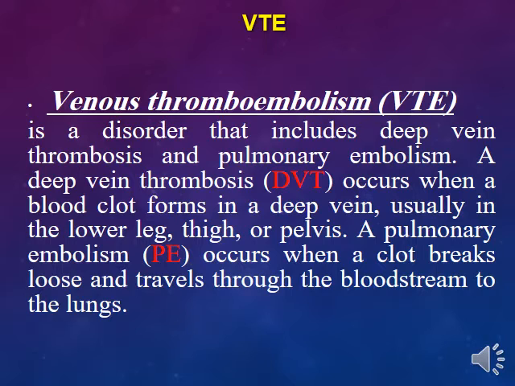Pulmonary embolism occurs when the clot breaks or migrates from the deep system to the pulmonary arteries, and if it affects the main pulmonary artery, it may be lethal for the patient and bears a high mortality rate.